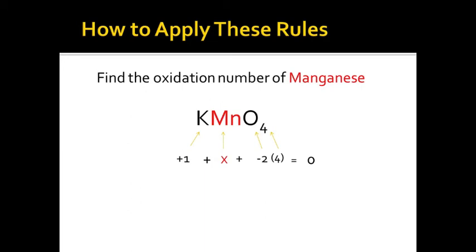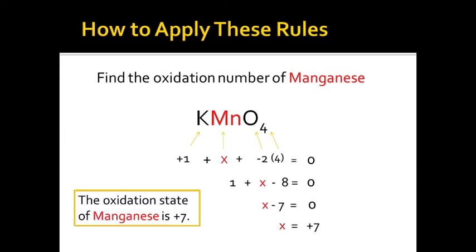Find Mn's oxidation number. First, multiply -2 times 4, which equals -8. Simplify the equation, and now we have 1 plus x minus 8 equals 0. Combine the like terms, -8 and 1, which equals -7. Now the equation is x minus 7 equals 0. To isolate the variable, add 7 to both sides. X equals +7. Therefore, the oxidation number of manganese in KMnO4 is +7.